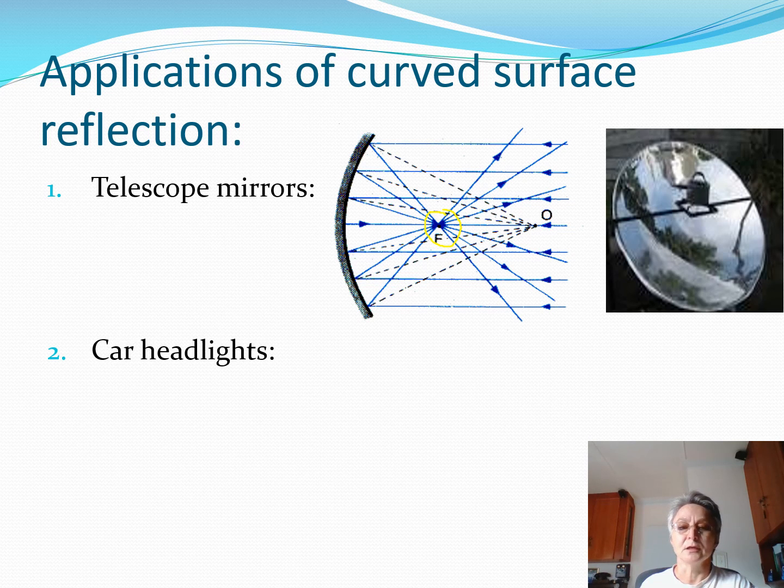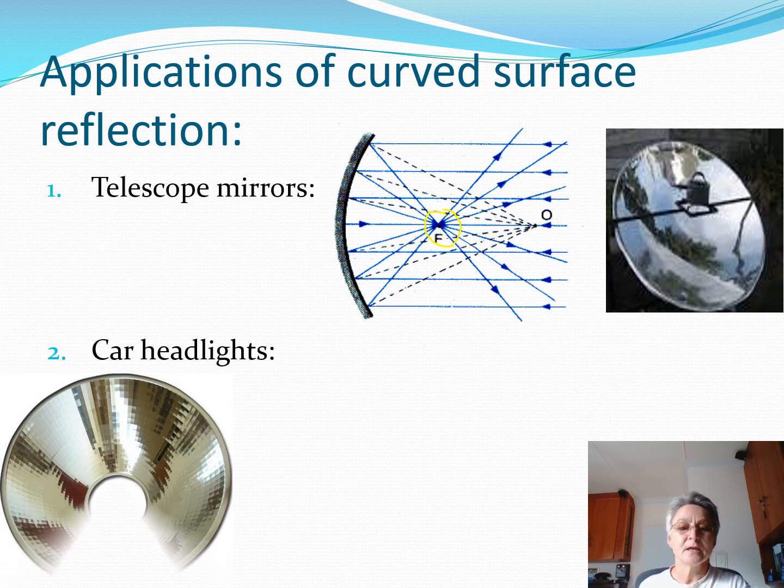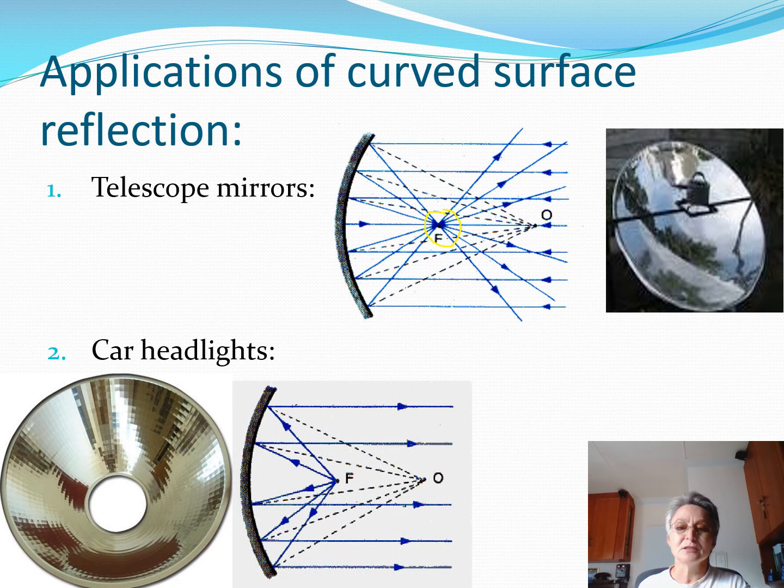Next, the headlights of cars. Now, the difference between a telescopic mirror and the headlight of a car is that with the mirror, the light is coming from afar. With a car's headlights, the bulb is at the focal point. So what happens is the light is reflected parallel from the surface. So all the reflected rays would run parallel to each other. So that beam of light is a rather strong beam of light. Just two applications of a curved surface reflection.